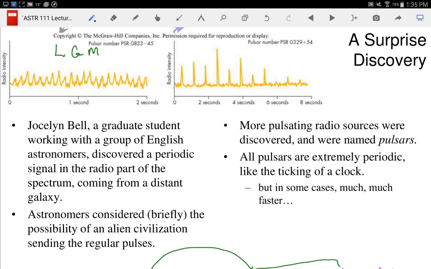Does that hypothesis explain where these come from? If it was correct, it would. If there were aliens out there that were sending out a radio signal, it could explain it.